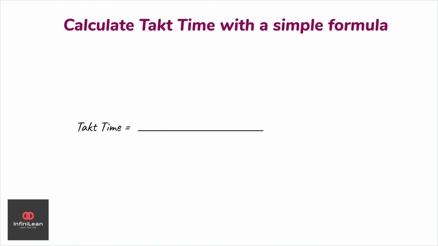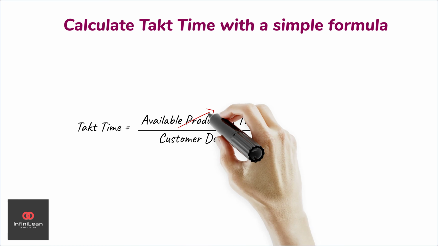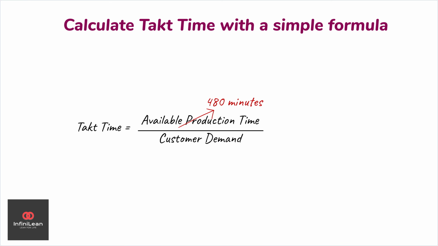For instance, if you have 480 minutes available in a workday, and your customer demands 120 units daily, your takt time would be 4 minutes per unit. This means a product should roll off your production line every 4 minutes to meet demand precisely.